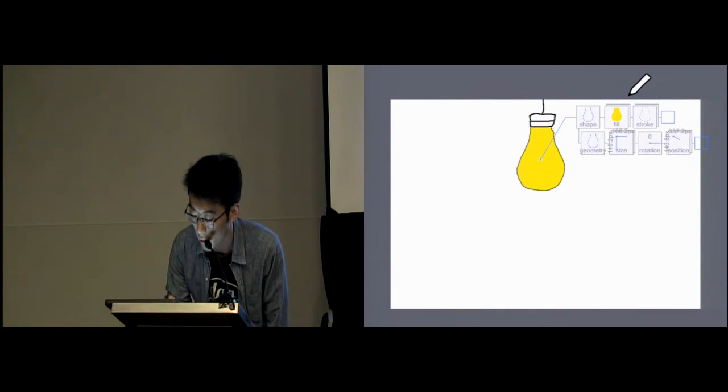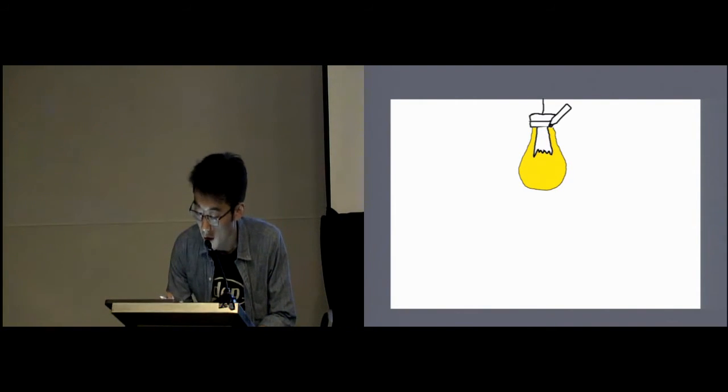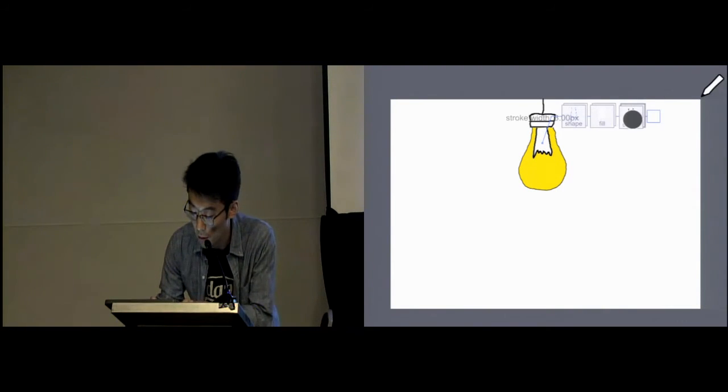This one's better, right? Okay. So the next thing I'm going to draw is a filament of this light. I can just draw the filament, and then I need to make it a center. So I can hold on stroke, decrease the value.